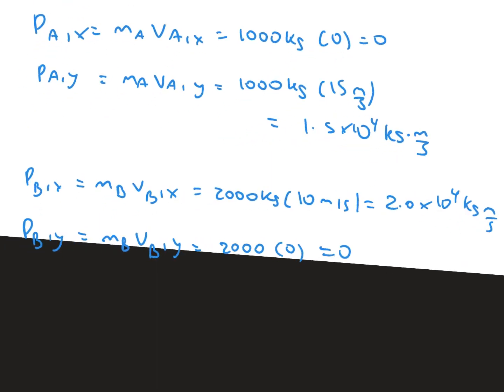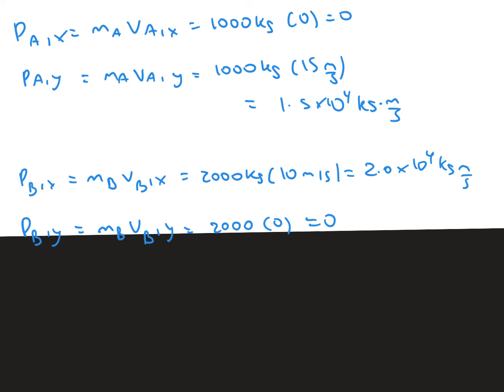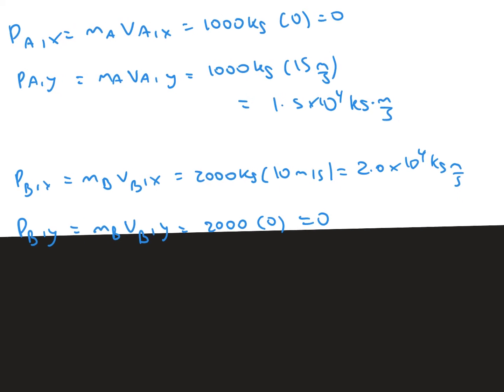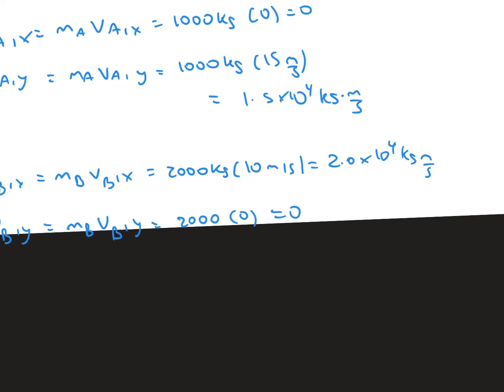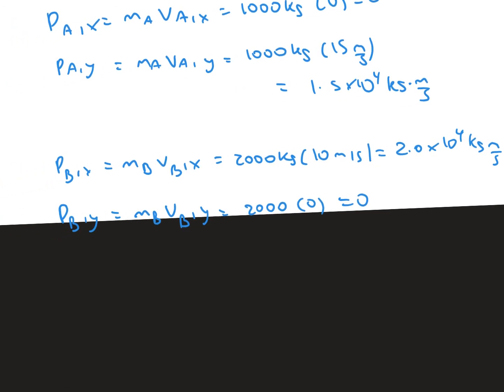In regards to the truck, the momentum in the x direction is going to be the mass times the velocity. So it's going to be 2,000 times 10 meters per second, which is going to be 2.0 × 10^4 kilograms meters per second. Same thing as we've seen with the car, as it's traveling in the x direction, the y direction is going to be 0. Mass times velocity is equal to 0.